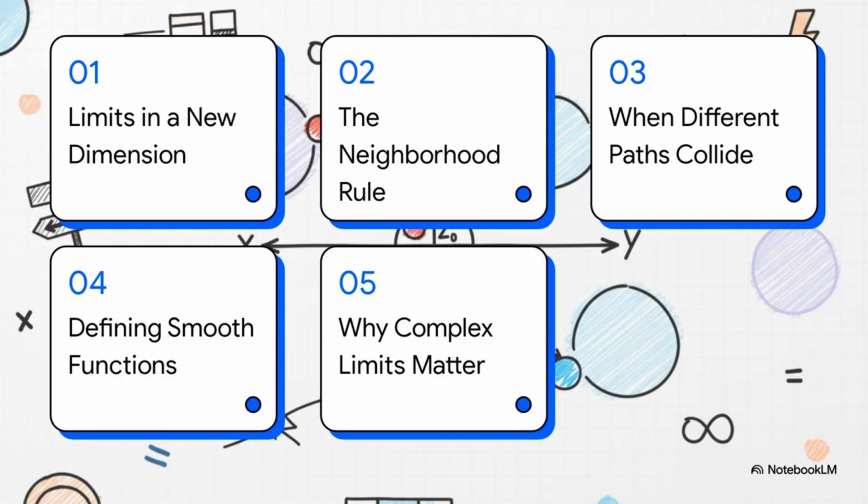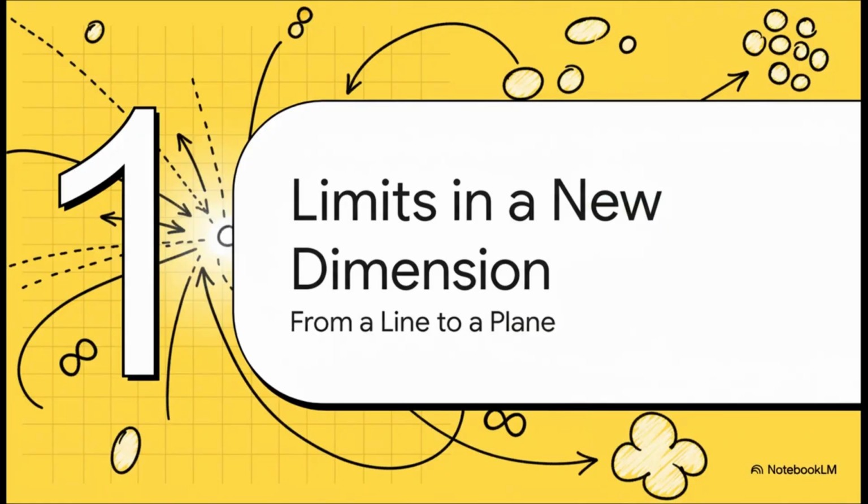First, we're going to see why limits in two dimensions are a whole different animal. Then, we'll get into the formal rule they all have to play by. After that, we'll see what happens when those rules get broken. And they do. And finally, we'll connect all this abstract stuff back to why it's so incredibly important in the real world. All right, let's jump in.